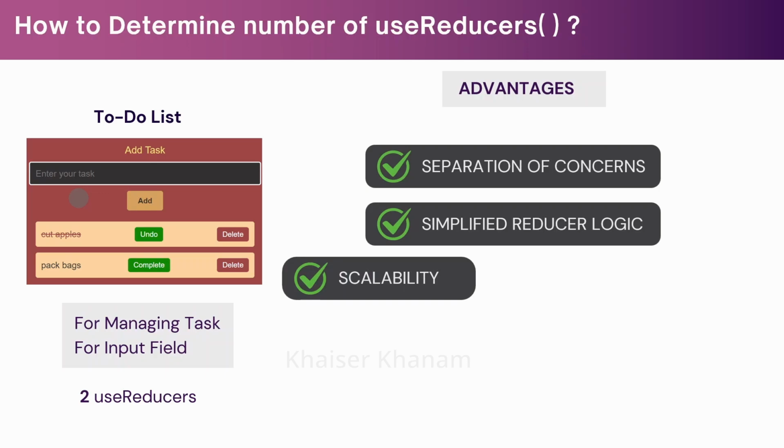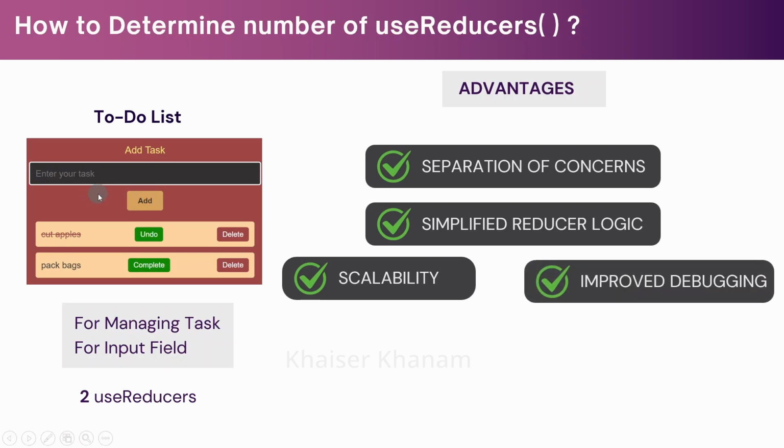Then we have scalability. Just imagine your project is growing larger, and if you are using only one useReducer, then you will mess up and you will not be able to get proper results. In that case, having separate reducers makes it easier to manage changes and different updates. For example, if I want to add more input fields or additional task management features, then I don't have to deal with a larger reducer. Instead, what I have done is create a separate reducer for both, and both manage their own actions inside the reducer.